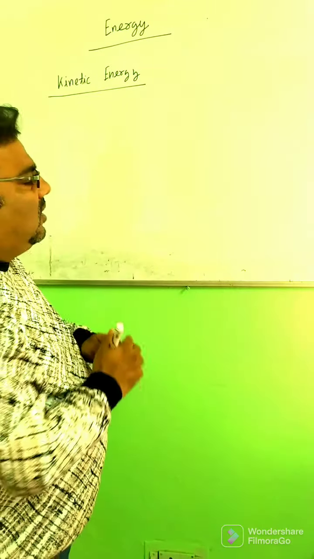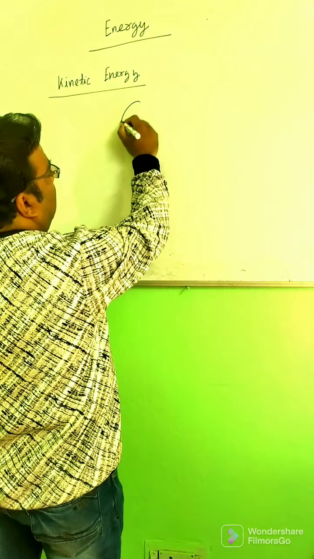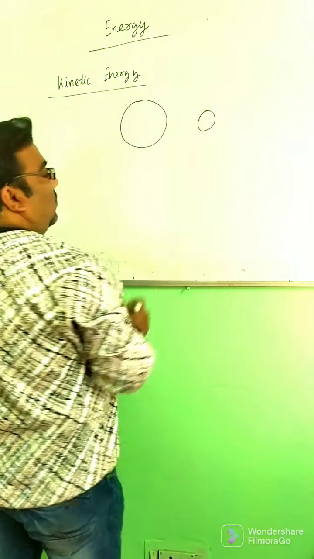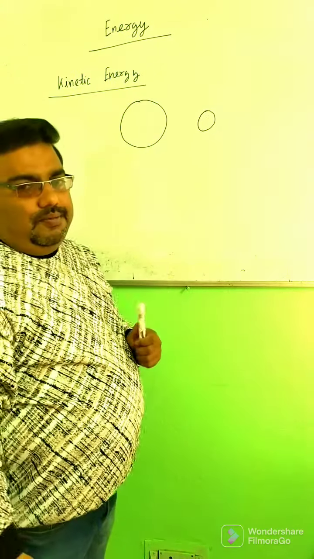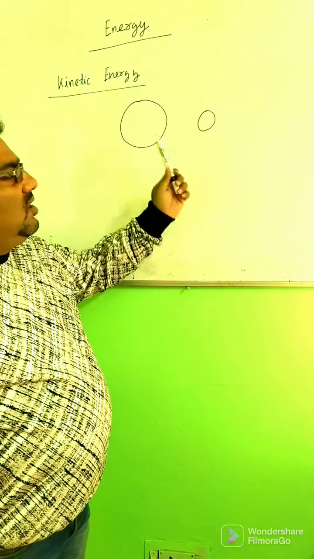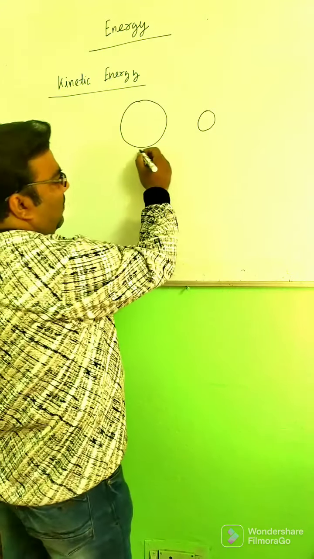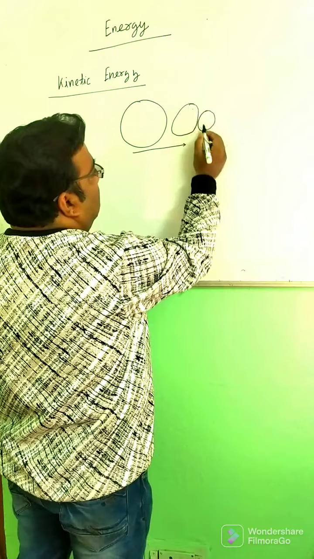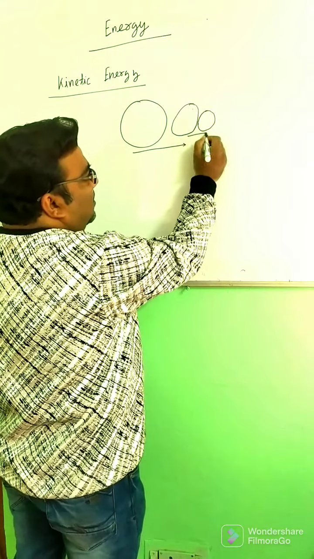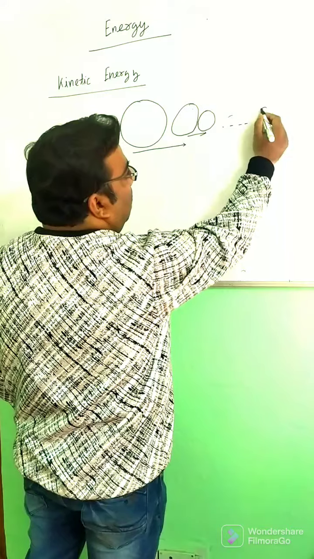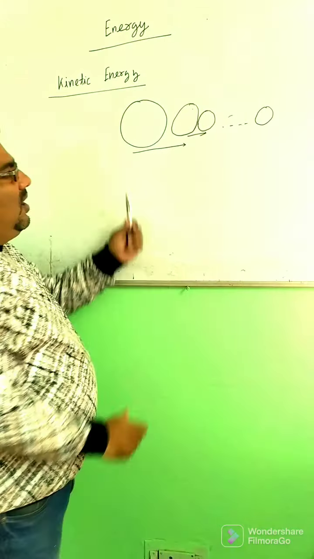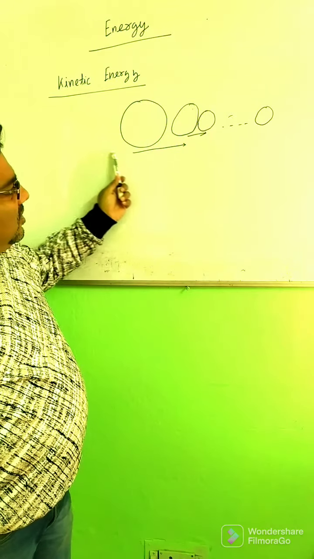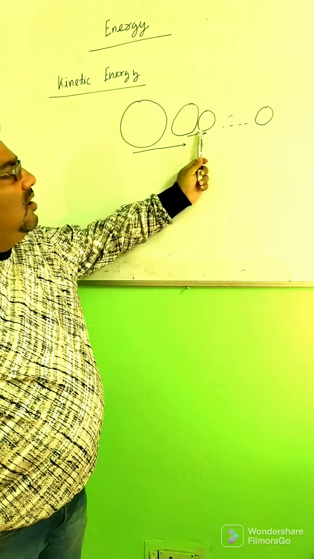Now let us understand with an example. Suppose here is a football and here is a tennis ball. Both are at rest now, so nothing is happening. But suppose one ball is moving and reaches the other; when it strikes, the other ball will also move. मतलब पहले ये बॉल भी रेस्ट में था, ये बॉल भी रेस्ट में था, कुछ नहीं कर रहा था, लेकिन when it is in motion, when it strikes, it will move.